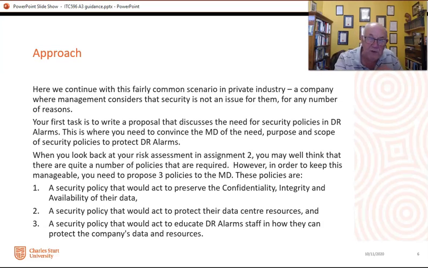So again, we've got this rather fairly common scenario in private industry, a company where management considers that security is not really an issue for them for all sorts of reasons. So your first task is to write this proposal that discusses the need for the policies. So this is where you've got to convince the managing director of the need, the purpose, the scope of those policies to protect DR Alarms. Now, as I said earlier, when you look back at your risk register that you did as part of assignment 2, you may well think there's an enormous number of policies required, and realistically there are.